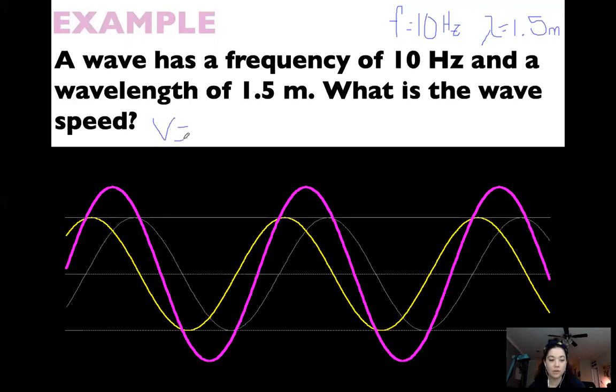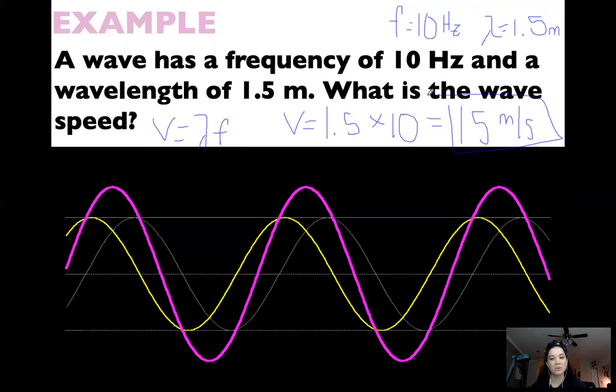So V equals lambda times frequency. So my velocity will equal 1.5 times 10. 1.5 times 10 is 15 meters per second. And there's our velocity. Pretty straightforward.